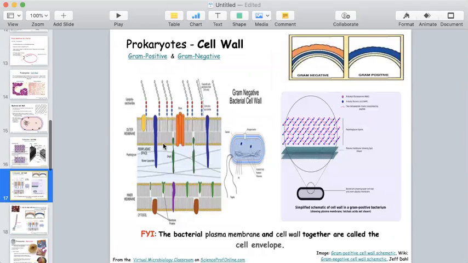And again, this is just another illustration of what a gram-negative organism might look like versus a gram-positive in terms of the cell wall. So this blue layer right here represents the cell wall. This would be our plasma membrane in green. But the structure immediately outside of it is our cell wall.